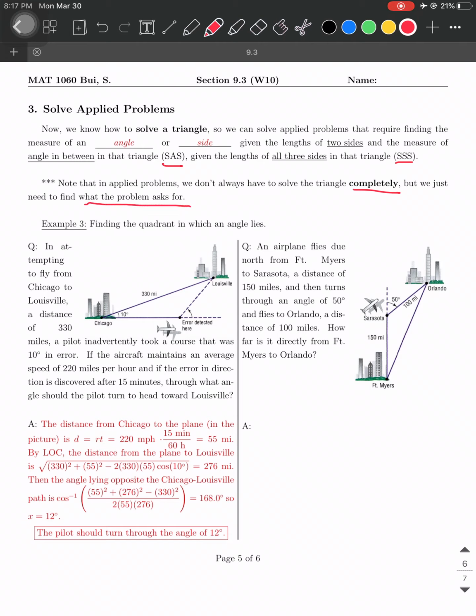So again, you don't have to solve for the complete triangle. Don't need to get all 6 data. You only need to solve for whatever the question asks you to do, okay? So make sure you read the problem clearly and only answer what they ask you to find. Don't find everything, okay? That's not worth your time. That's not worth your effort at all, okay?